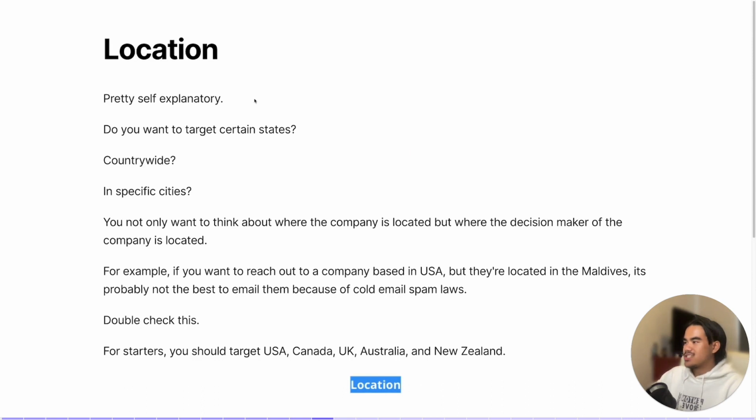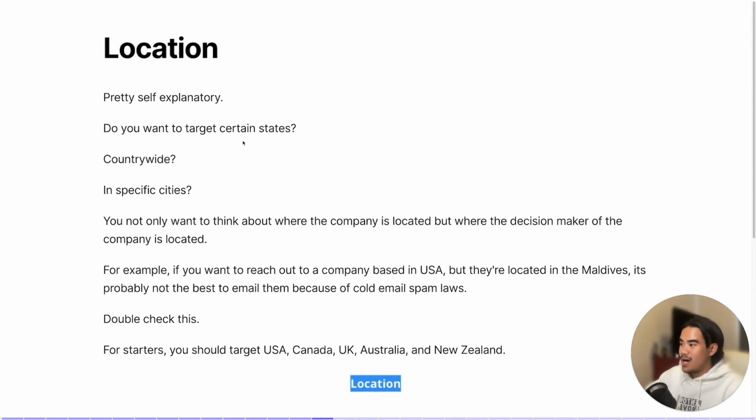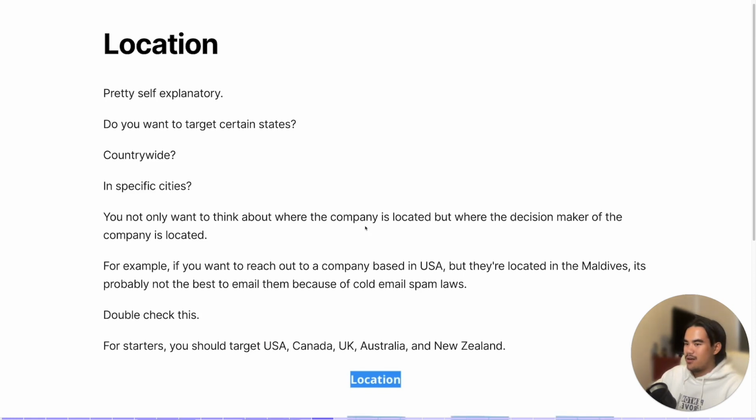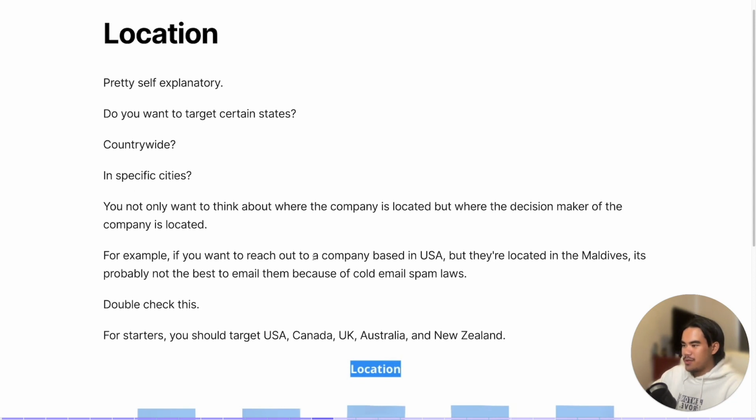In terms of location, it's pretty self-explanatory. Do you want to target certain states, countrywide, specific cities? You not only want to think about where the company is located, but also where the decision maker of the company is located, right? So for example, if you wanted to reach out to a company based in the US, but they're located in the Maldives, it's probably not the best to email them because of spam laws, and they're probably not your ideal client anyway. So double check this.